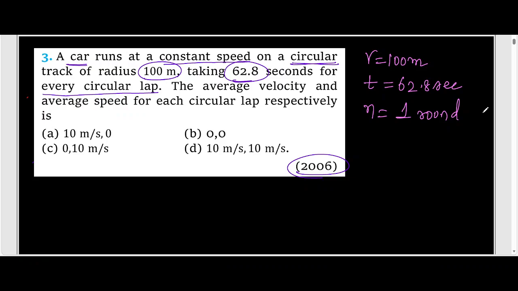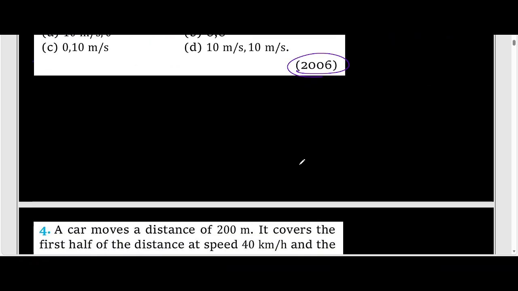The average velocity and average speed for each circular lap. That means we have to consider one round only, and for this one round you have to find average velocity and average speed. Now just recollect the formulas. What is average velocity? Average velocity is total displacement upon total time. What is total displacement here?